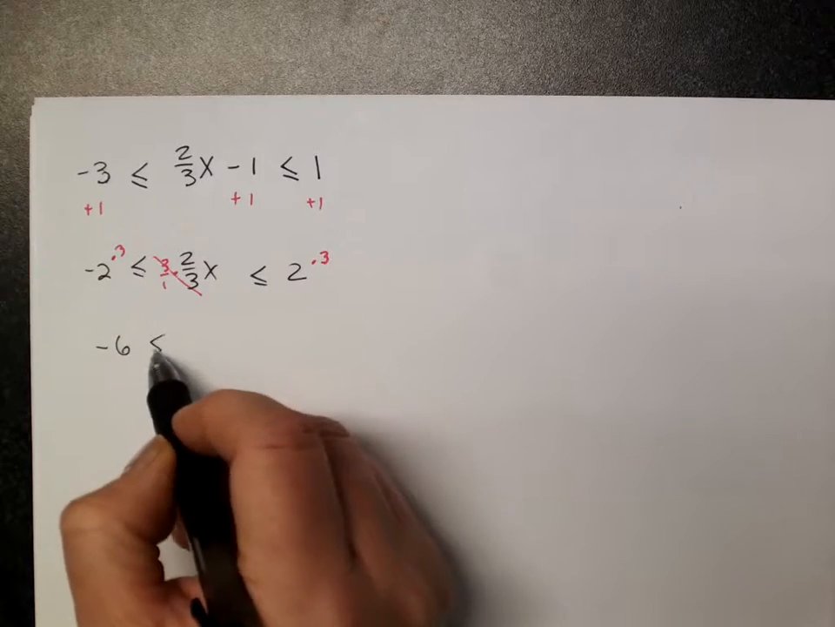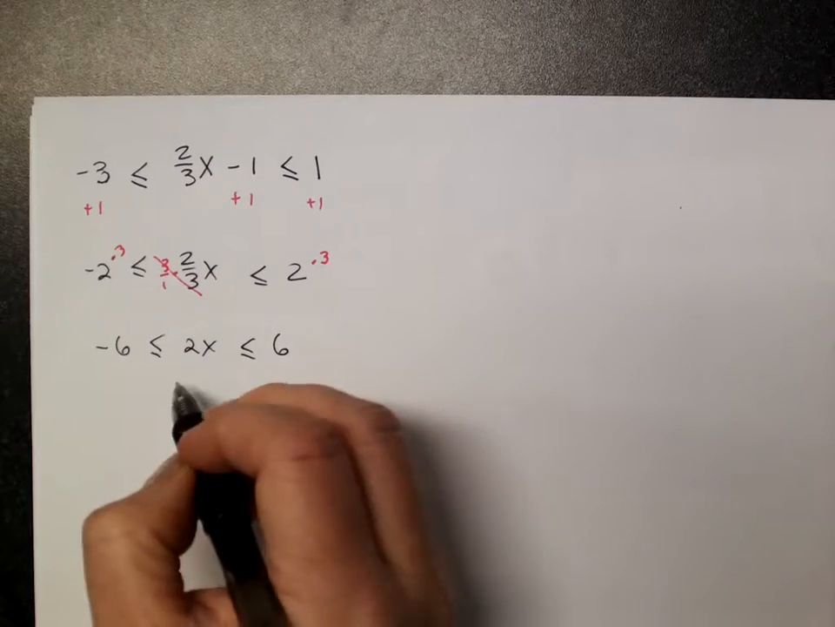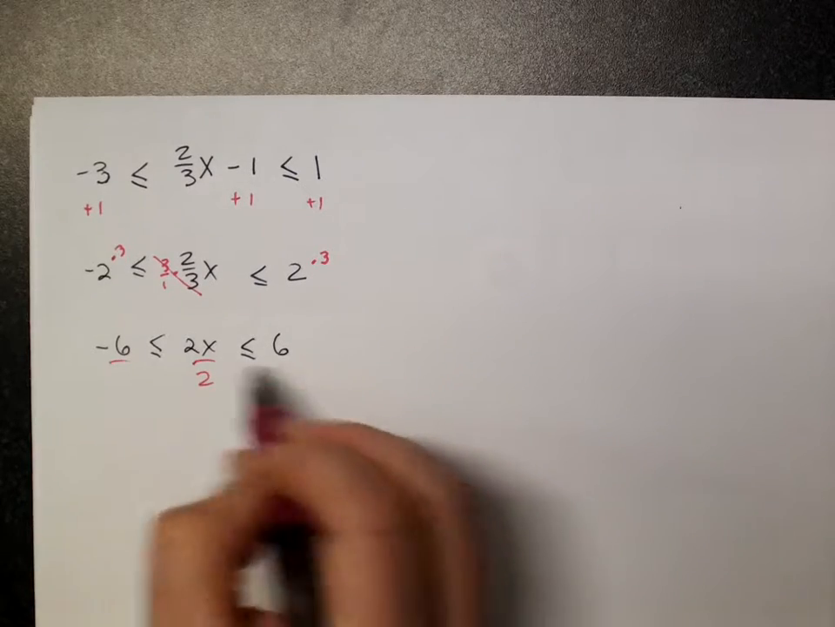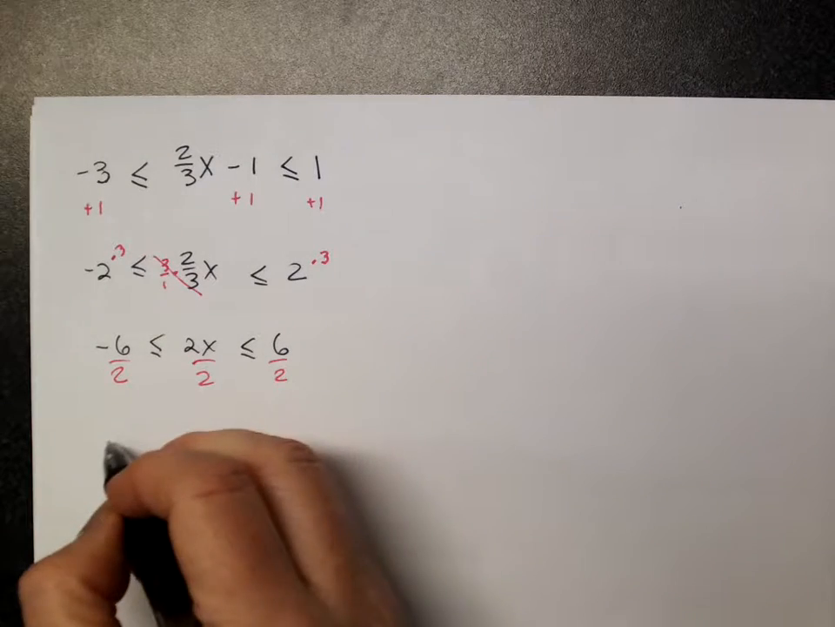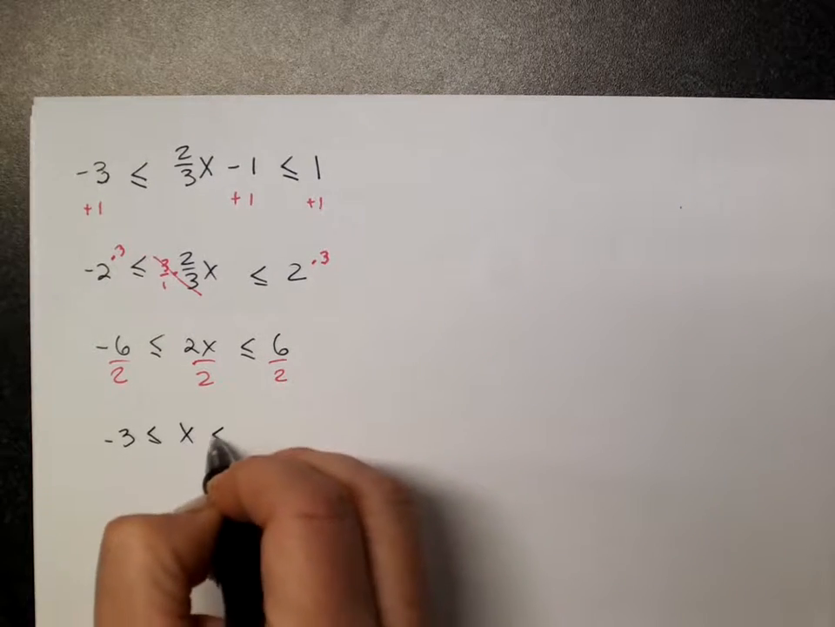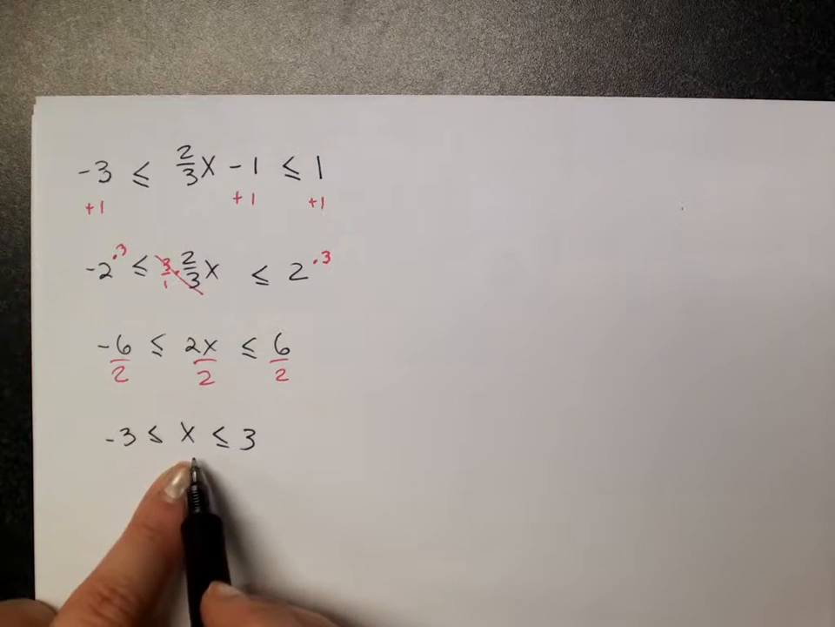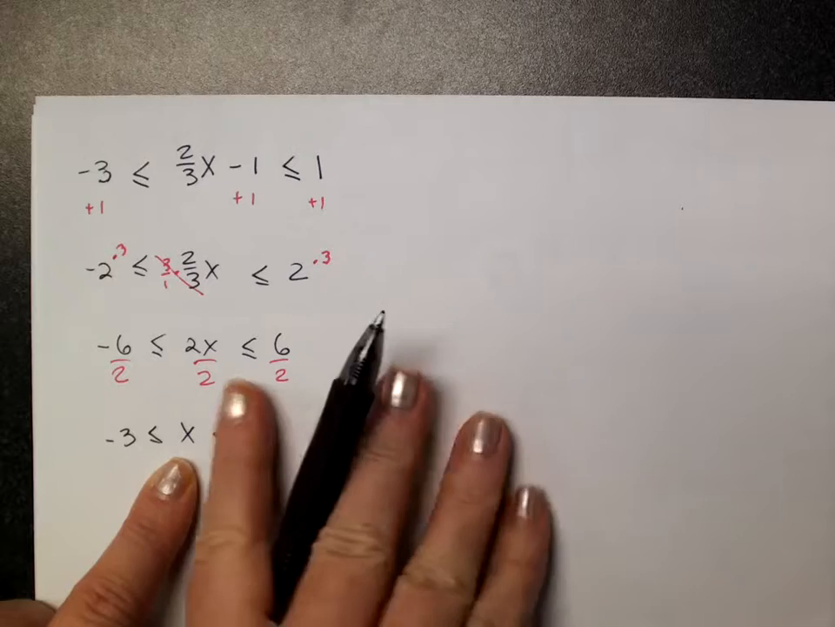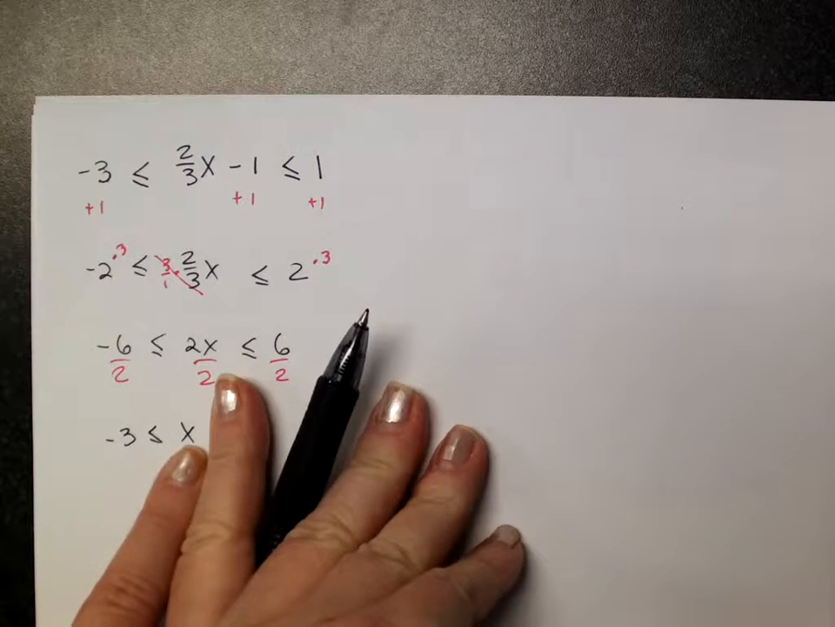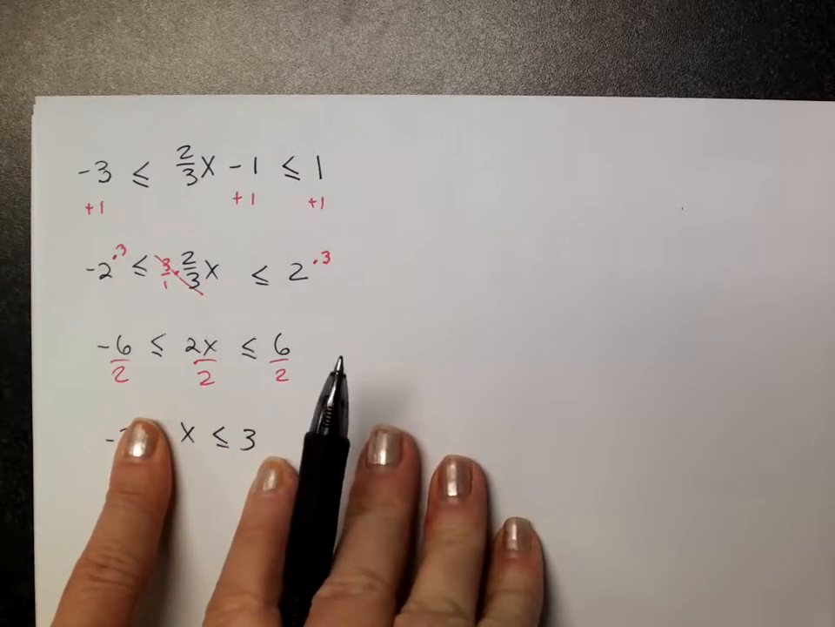So that's negative 6 less than or equal to 2x less than or equal to 6. Let's divide away the 2 on all 3 parts, giving you x is between negative 3 and 3. We know this is an "and" because the very nature of it, it doesn't say the word "and," but this compact form means both of these things are true. Reading from right to left, x is greater than or equal to negative 3, and x is less than or equal to positive 3.